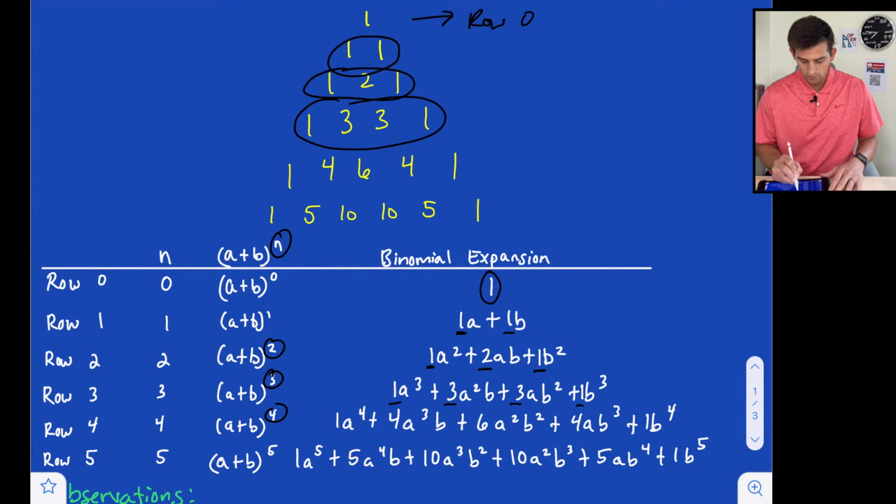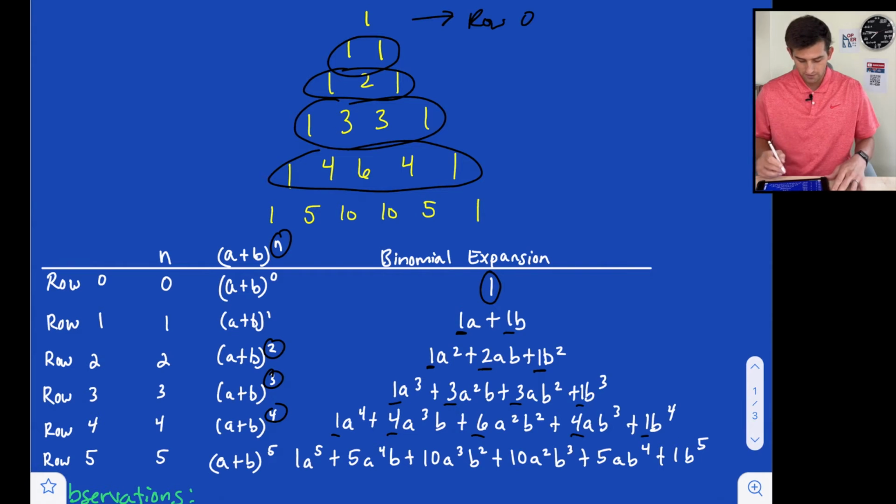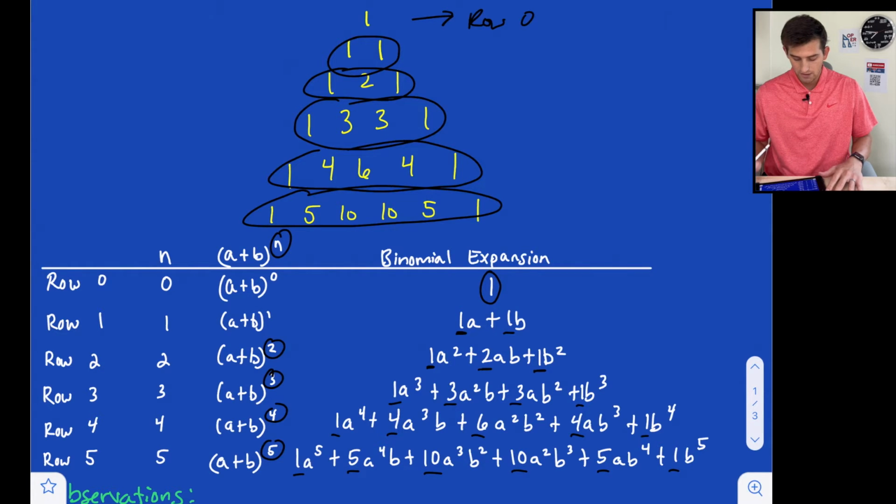Row 4, we have 1, 4, 6, 4, 1. So our coefficients are 1, 4, 6, 4, and 1. And in this video, we're going to work all the way down here to the 5th row, but this would keep going on if we want to keep extending Pascal's triangle. So we have 1, 5, 10, 10, 5, and 1. So our coefficients would be 1, 5, 10, 10, 5, and 1. Okay, so that's how Pascal's triangle can give us the coefficients of our terms when we expand some binomials.